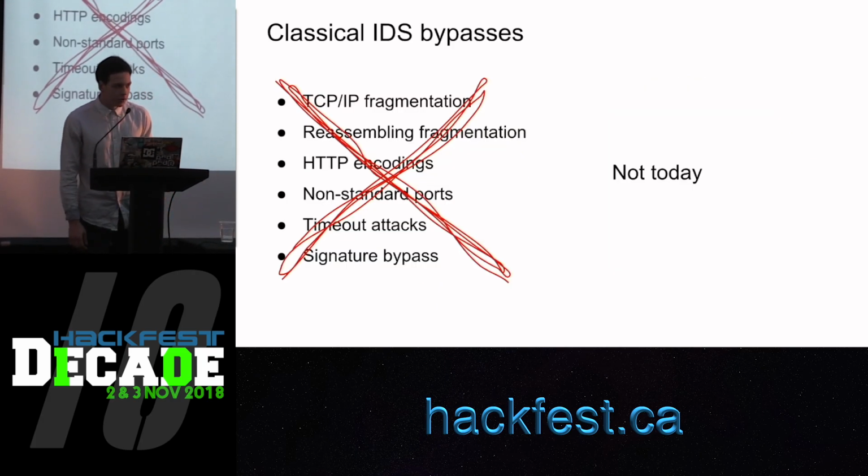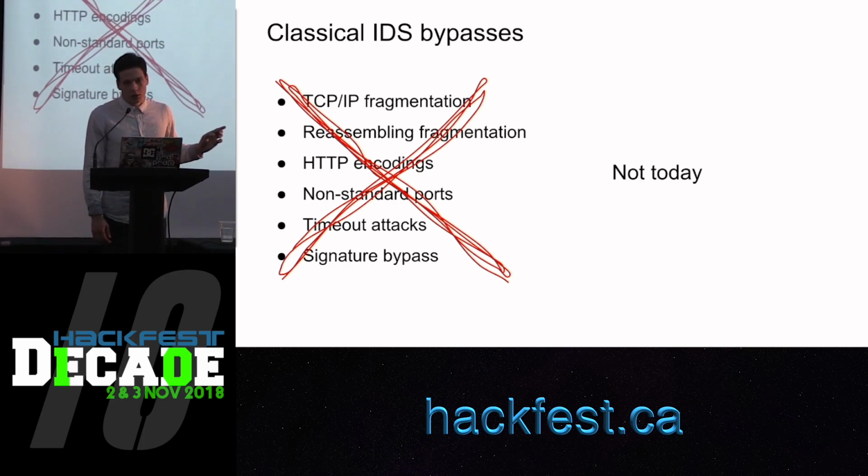I admit you have heard about some classical bypass methods of IDS, such as reassembling issues on client or IDS sides. You may have heard that IDS cannot process double HTTP encoding, non-standard ports, signature flaws. I can tell you about these methods in person later, because today we will not discuss them.